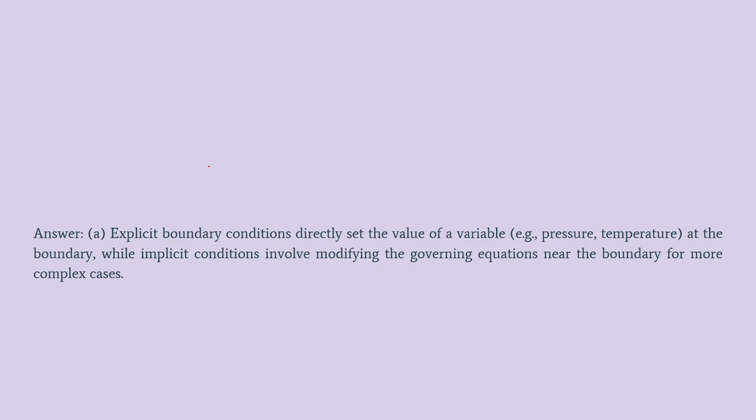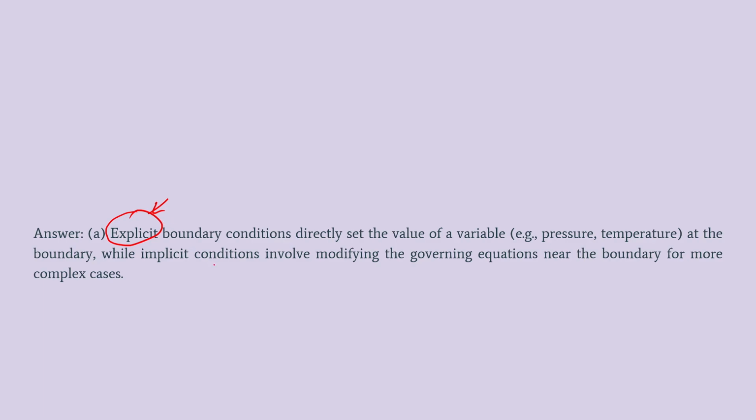The key difference is that in explicit boundary condition, as the name says, explicit means clearly said, explicitly defined. So, in explicit boundary condition, as the name suggests, the value of the variable is directly set at the boundaries. So, this is a much simpler method of boundary condition, and that is the key difference between implicit and explicit method.